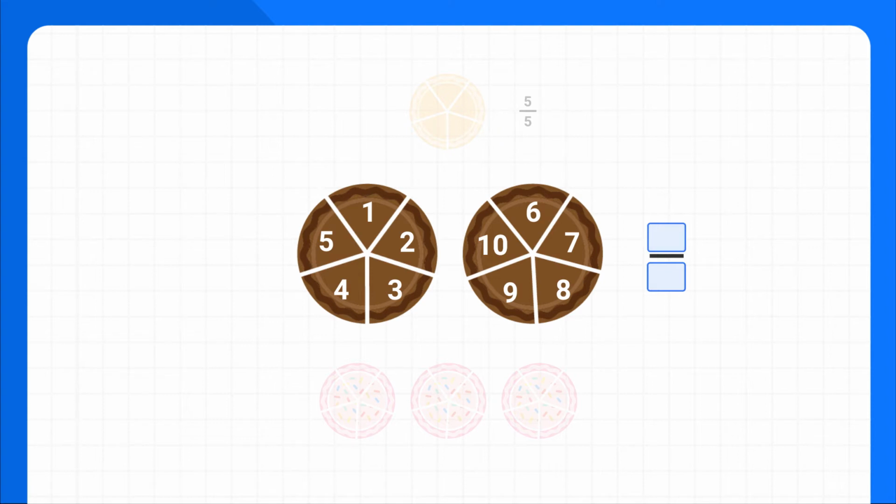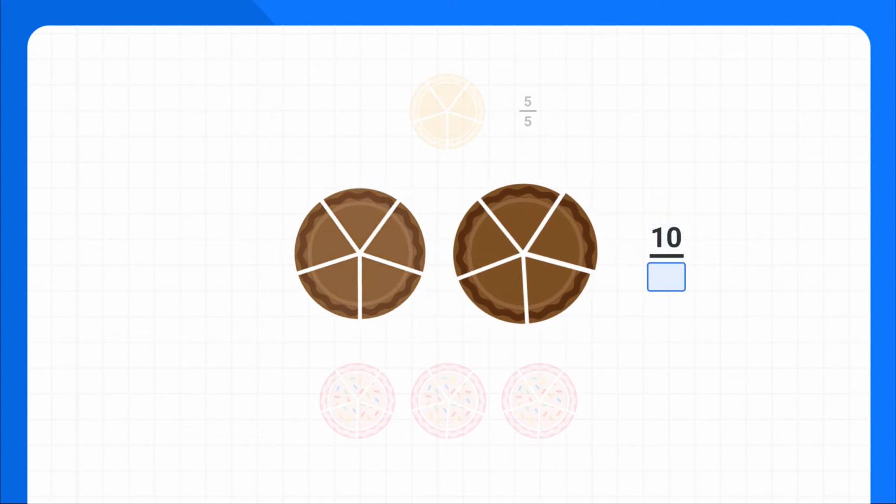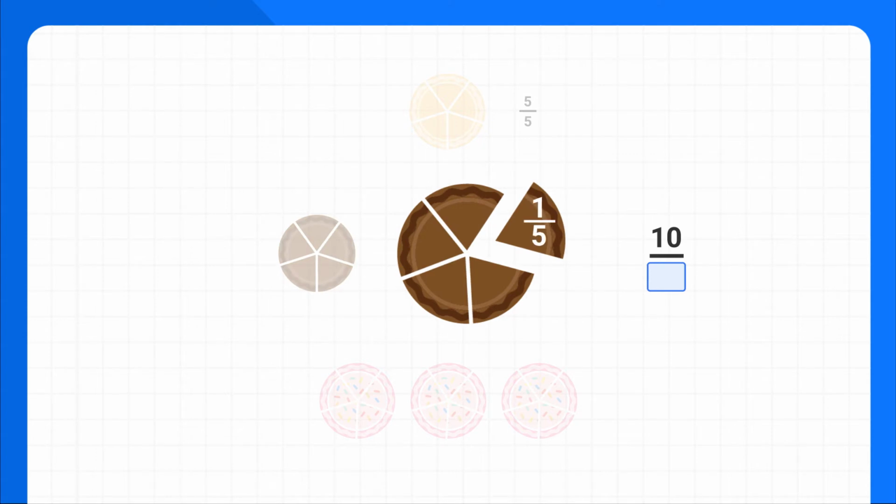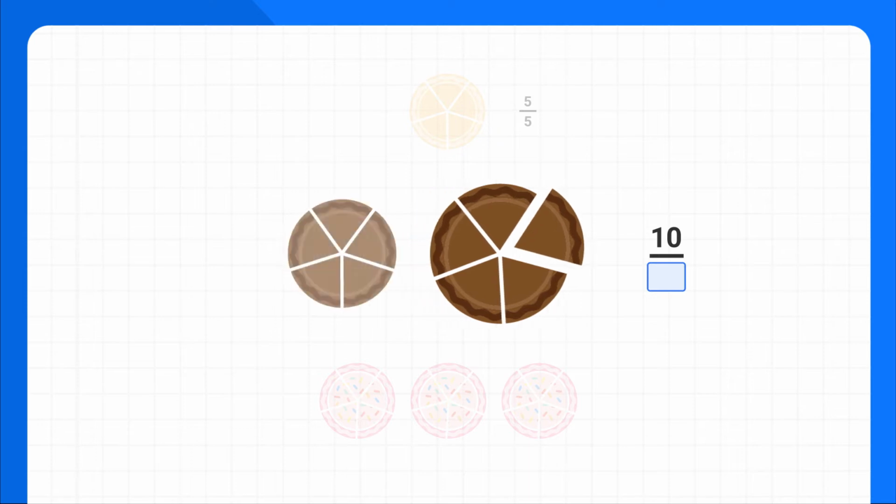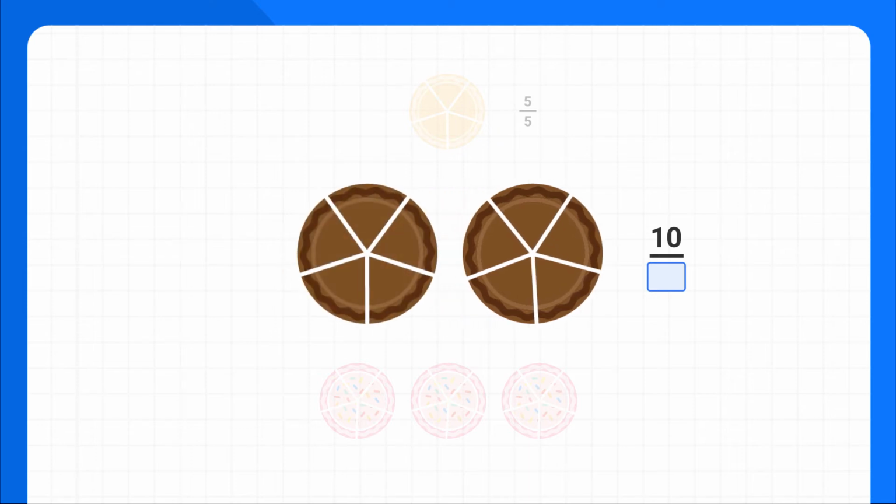So the numerator of our fraction will be a 10. But 10 what? Well, each piece of cake, it's still just 1/5 of a cake. And that doesn't change just because we've put more of them together. So we have 10/5 of a chocolate cake.